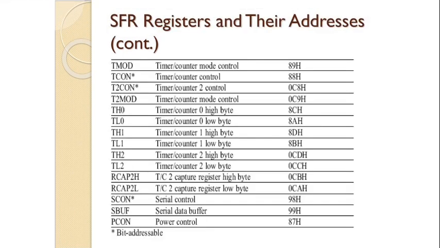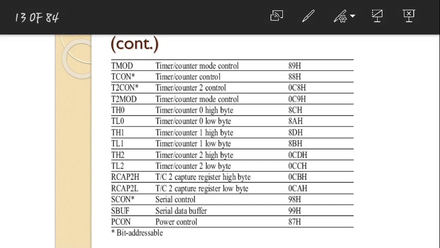Next, TMOD address is 89H. Next TCON, you have a star again, 88H. Next T2CON, you don't use here. Next, you have both timers: Timer 0 higher byte and lower byte, and Timer 1 higher byte and lower byte. Here also you don't have stars. You have it only for TCON in this. You don't even have a star for TMOD.